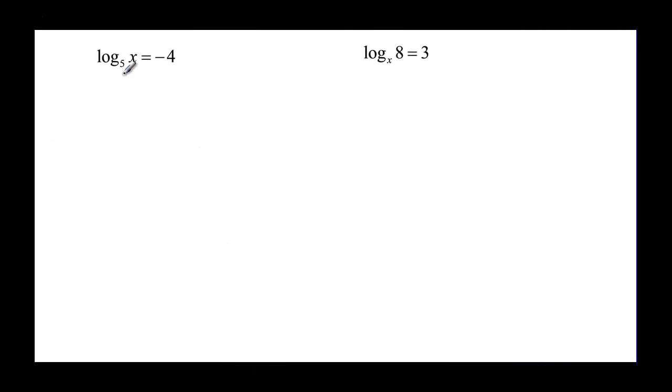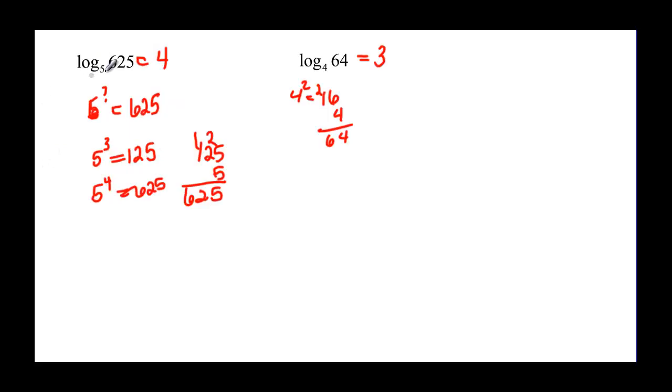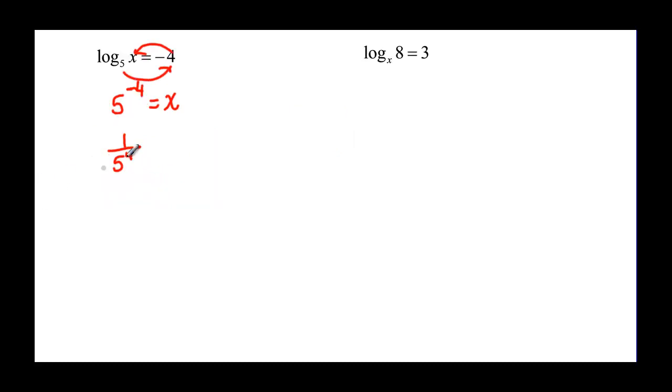Let's try again. Start with your base, hop across the pond, negative 4 is equal to hopping back across the pond, the x. So 5 to the negative 4 is 1 over 5 to the 4th. And I think earlier we found out that 5 to the 4th was 625. So using that fact now, we have 1 over 625 would be equal to x. And that is a perfectly fine answer.